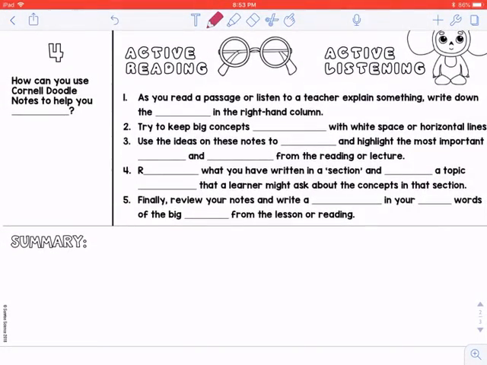So question number 4, how can you use Cornell Doodle notes to help you learn? Because that's the whole point. It's not about just being creative and making stuff look cool. So we have active reading and active listening. As you read a passage or listen to a teacher explain something, write down the details in the right-hand column.